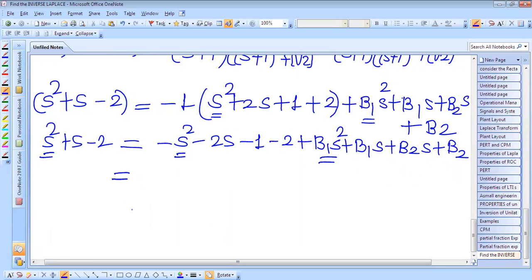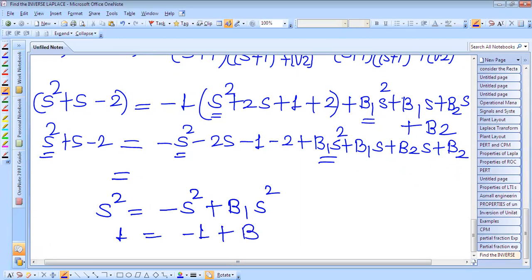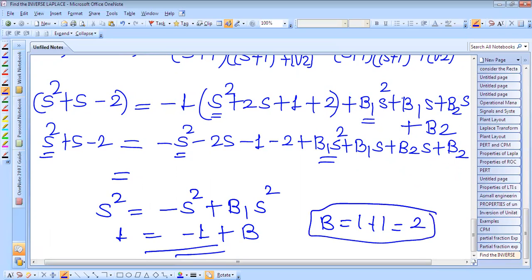So the s term, this is s square minus s square plus b1 s square. So here 1 is equal to minus 1 plus b1, and therefore b1 is equal to 1 plus 1, which is equal to 2. So what is the value of b1? It is 2.